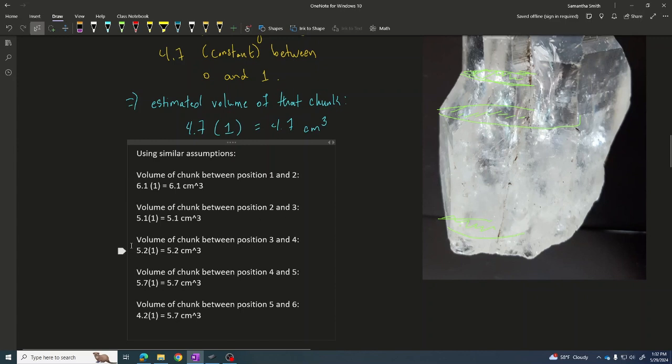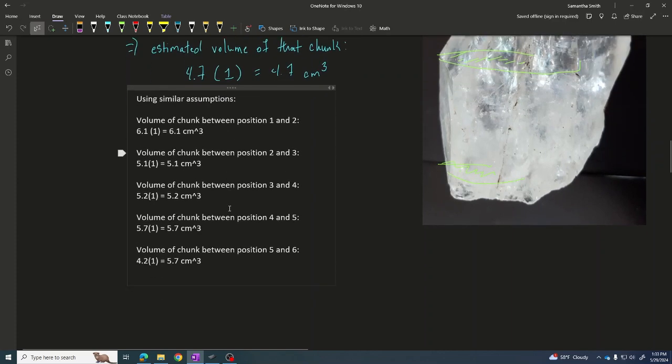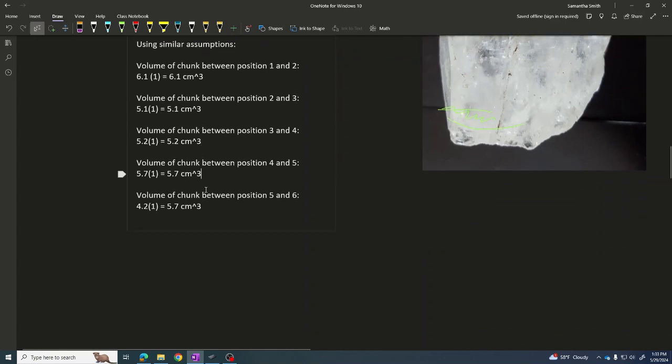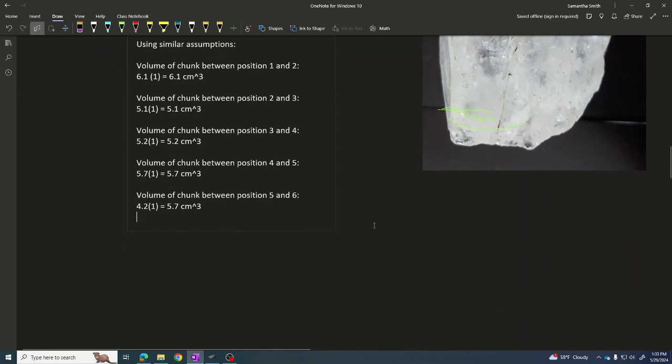Similarly, I could go ahead and assume that the chunk of crystal between positions 2 and 3 has a constant cross-sectional area of 5.1, this left-hand value. And if I make that decision, then the area of that chunk, 5.1, times the length of that chunk, 1 unit, would be 5.1 cubic centimeters, and so on and so forth, right? So now with this calculation and with these 5 calculations, I have 6 different volumes for 6 different chunks of this crystal. And to find the total volume, all I would have to do is add those values together. And I emphasize that this is an estimate, and I emphasize that this is probably a pretty bad estimate, right?